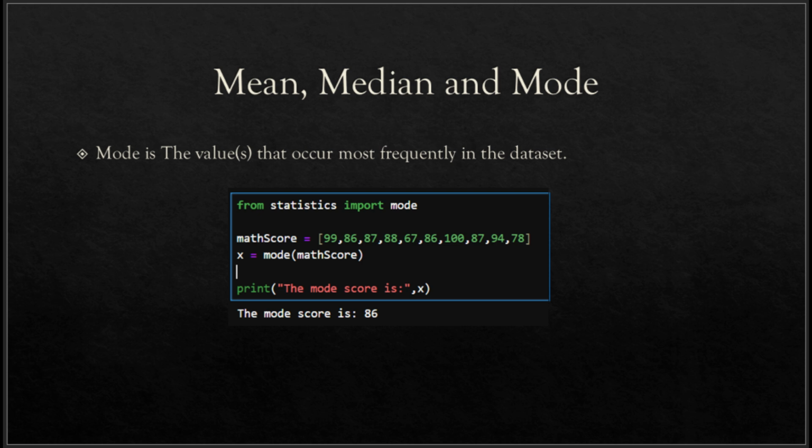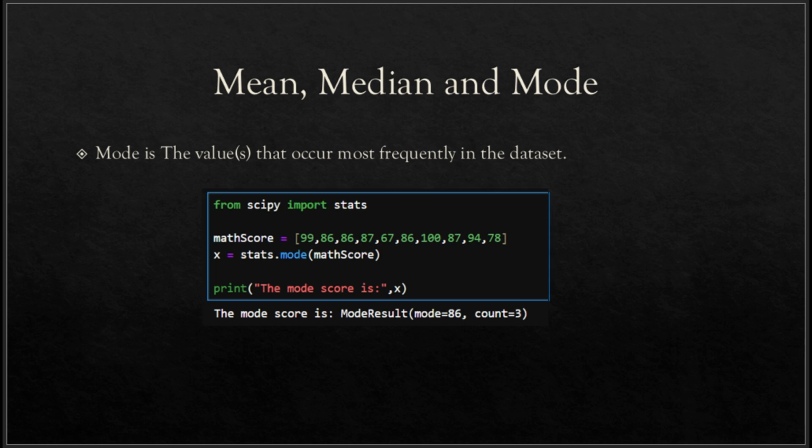In the example, we use the module statistics. Another way to calculate mode is to use stats from SciPy module. This gives the number of count of the mode value as shown in the example.